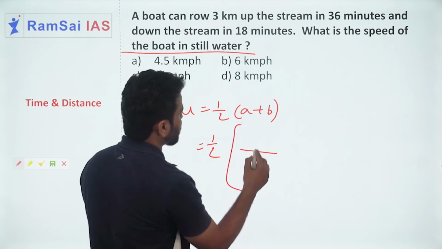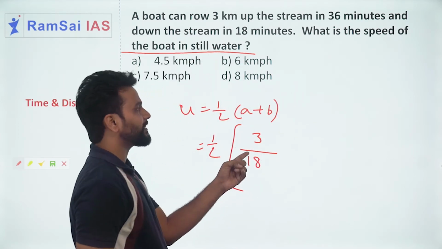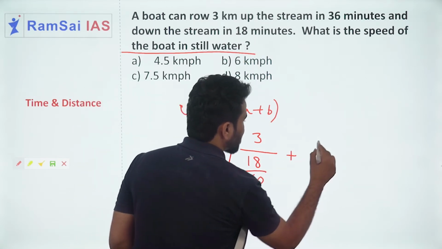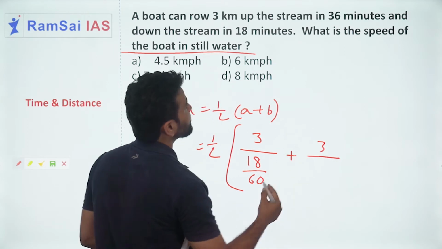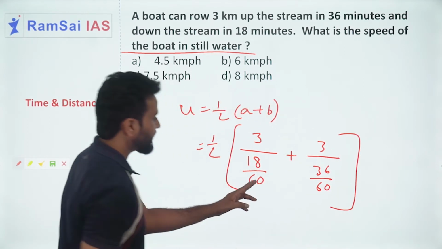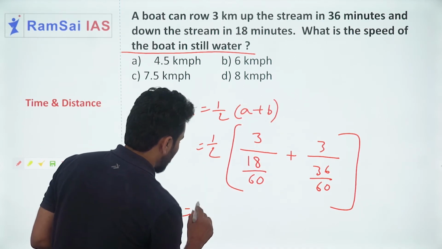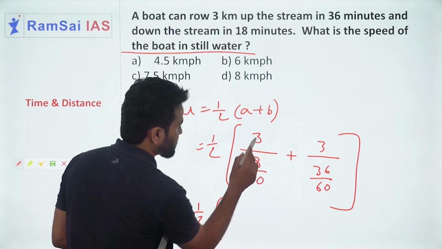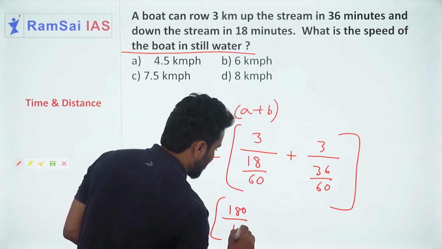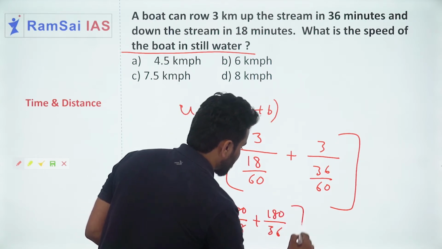When it is coming down, total 3 kilometers it covered in 18 minutes itself. But convert these minutes into hours by dividing with 60. Plus 3 kilometers in 36 minutes. Convert this into hours. So, if I take these 60s to the numerator, it will be half of 3 sixties are 180, 3 sixties are 180. 180 by 18 plus 180 by 36.